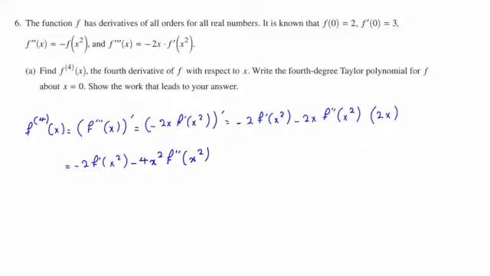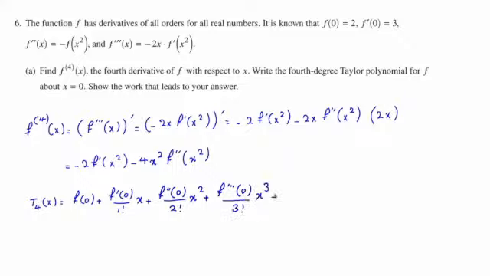And now it says write the fourth degree Taylor polynomial of f about x equal to 0. So T4 of x, fourth degree, we can say it is equal to f of 0 plus f prime of 0 over 1 factorial times x, because it is about x equals 0, plus f double prime of 0 over 2 factorial x squared plus third derivative of 0 over 3 factorial x cubed plus fourth derivative of 0, x to the 4 over 4 factorial.